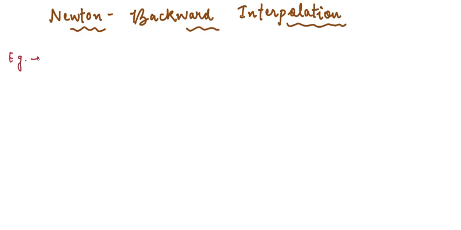For example, suppose our data range is something like x equals 10, 11, 12, 13, 14. And now if you want to estimate the value of f(13.5), the required point is close to the end of the table. And in such a situation, Newton's backward interpolation method is more convenient than Newton's forward method.